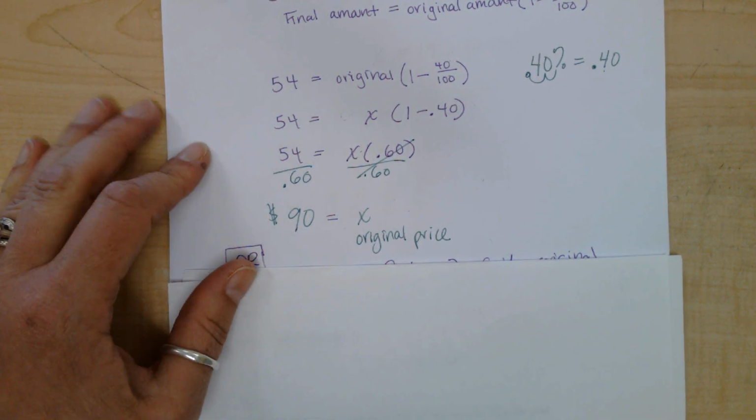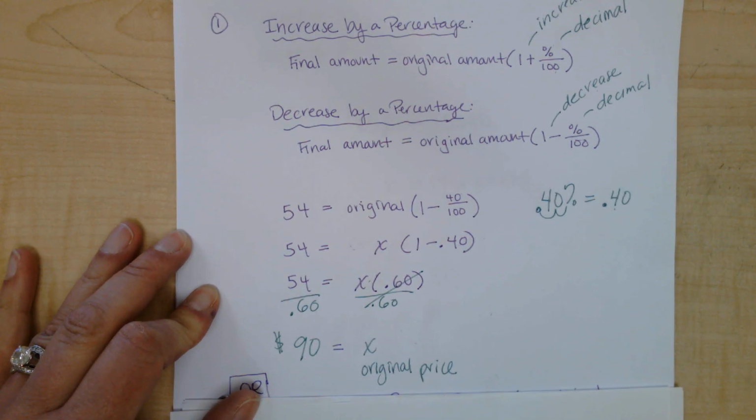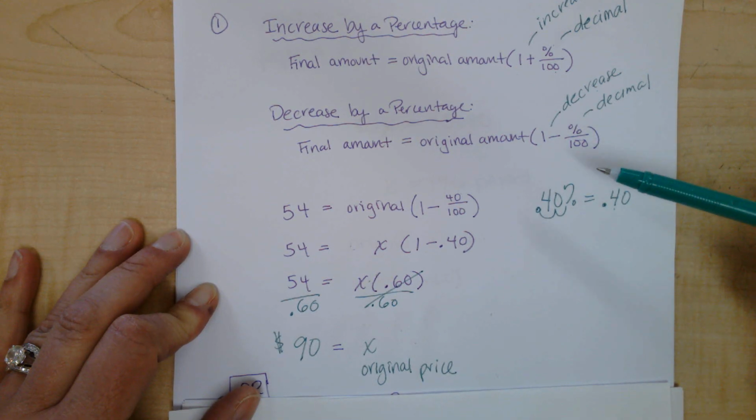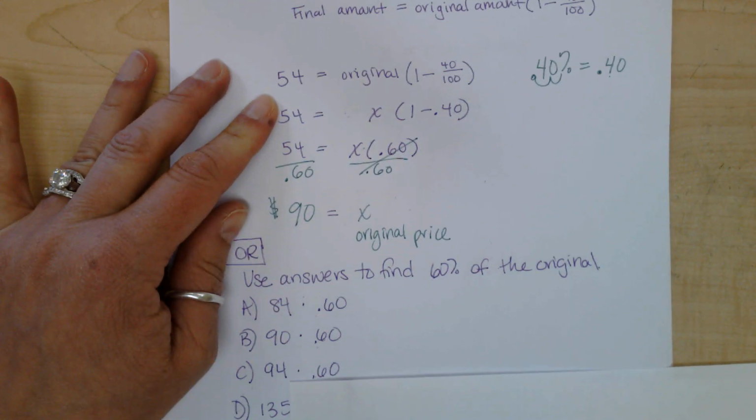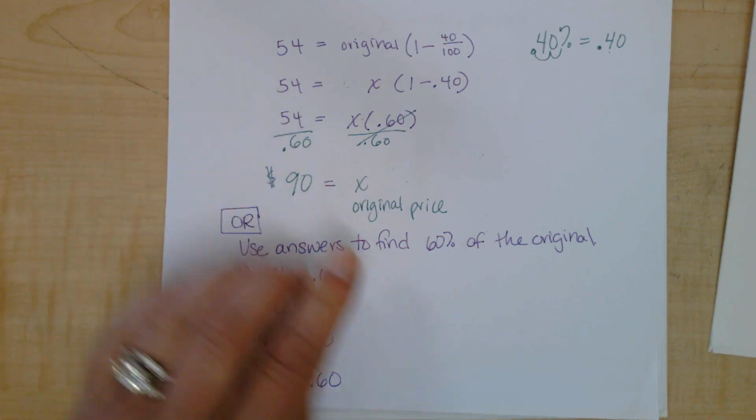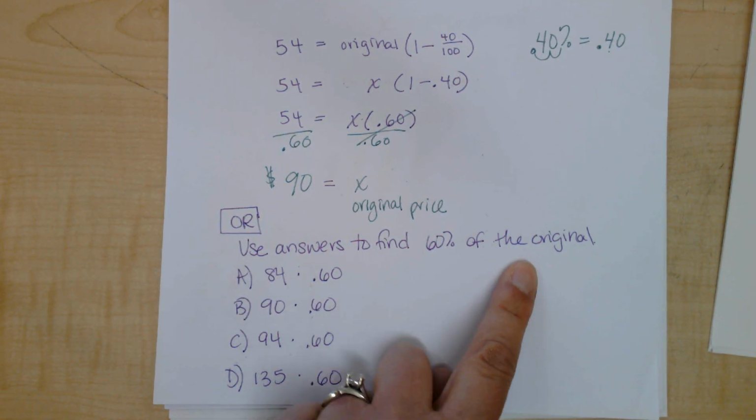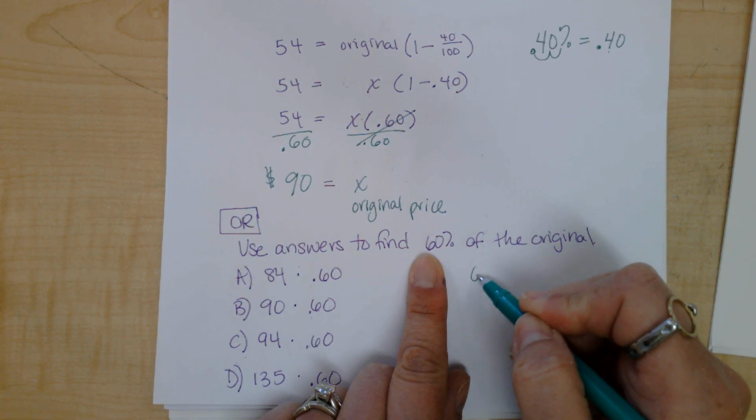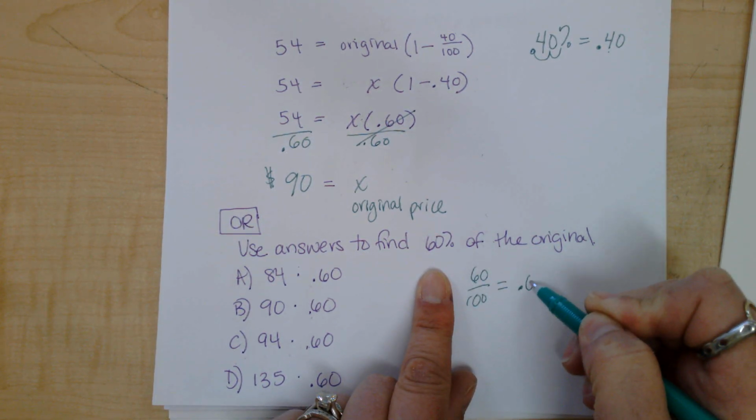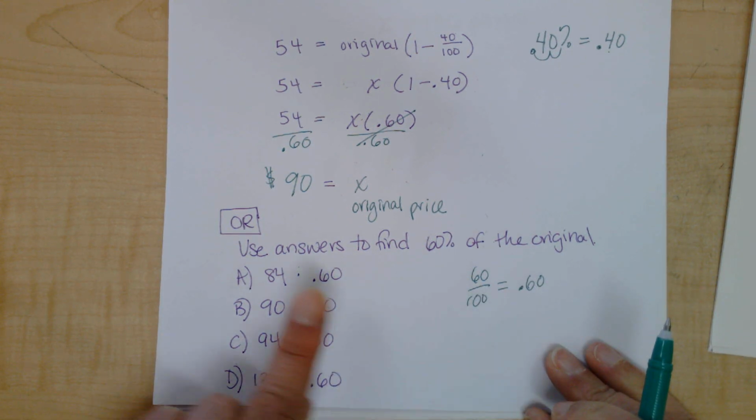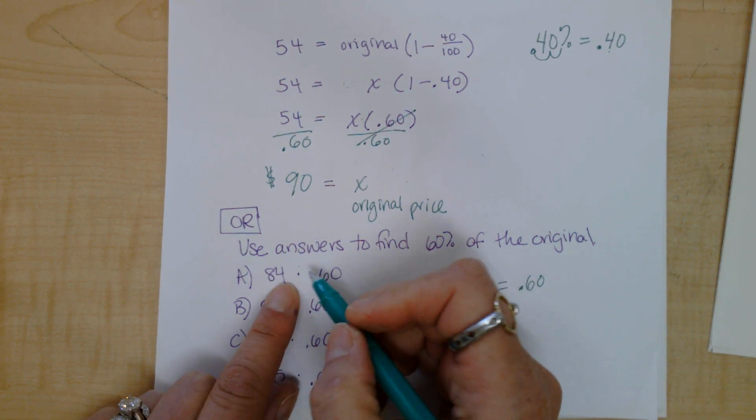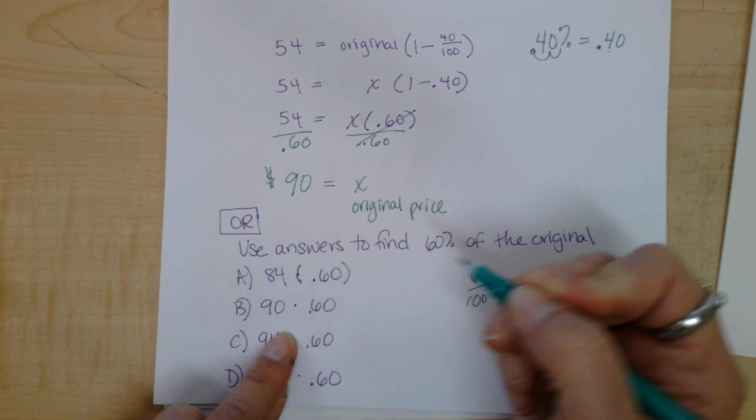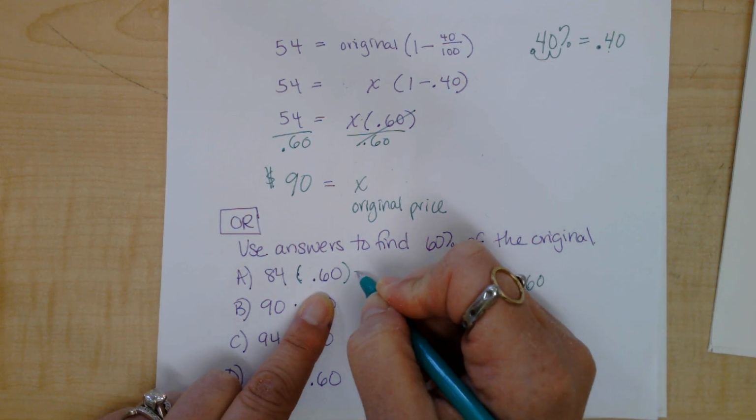Now, let's say you did not remember increase, decrease percentage. Absolutely fine. There is another strategy to do this. What we could have done is we could have used the answers to find 60% of the original. So this 60%, that's just from here. And so I just divided 60 by 100 to get it into decimal, 0.60. And I'm going to multiply it. Now, you're going to see me use these little dots. Dots are multiplication, but I'm actually going to be changing these to parentheses.